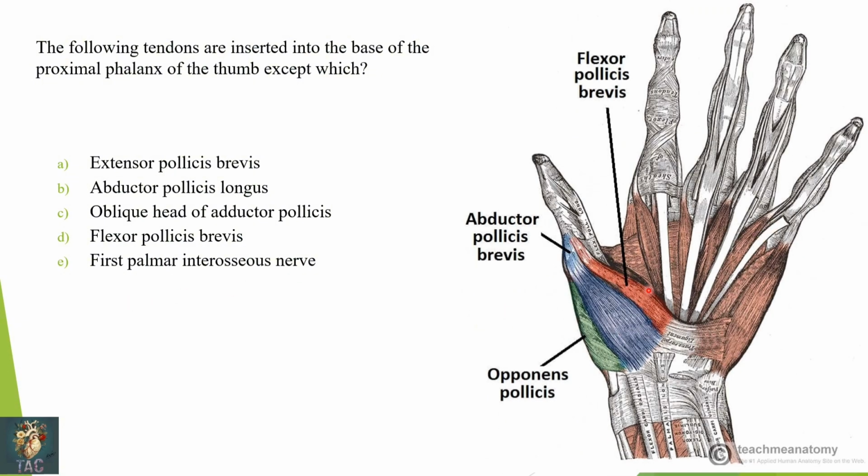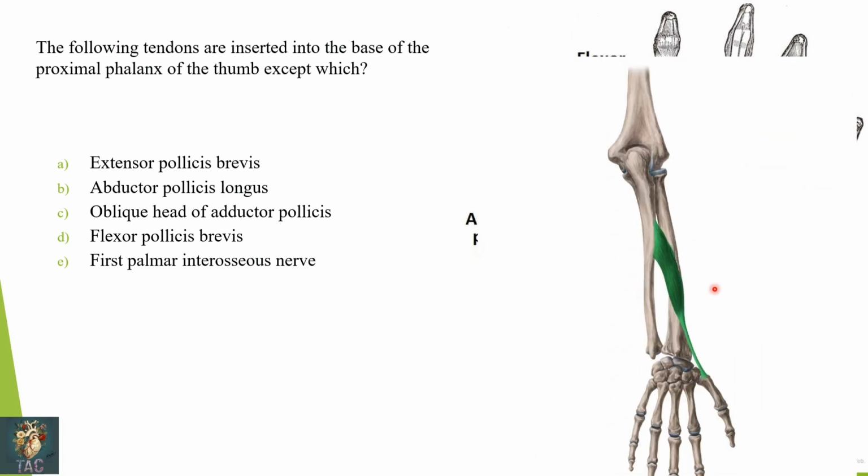So look at this diagram. This is the flexor pollicis brevis and abductor pollicis brevis inserted. And also look at this diagram. This is the abductor pollicis longus which is inserted into the first metacarpal bone, not into the proximal phalanx. So option B is the correct option for this question.